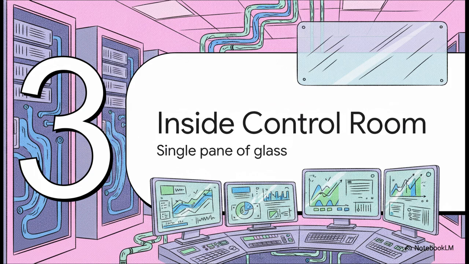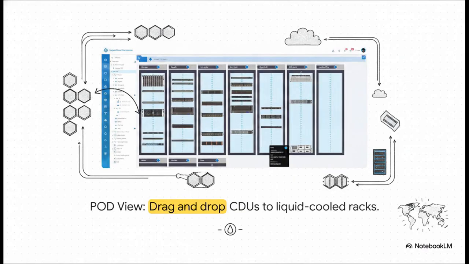All right, Section 3, inside the control room. Let's talk about what this single pane of glass experience actually looks like. Let's think about how this builds into actionable day-to-day management. Within the POD View module, utilizing a really streamlined API, you can easily configure and register your CDU. Once it's discovered, administrators can literally drag and drop their CDU appliance directly to a fully populated liquid-cooled rack.